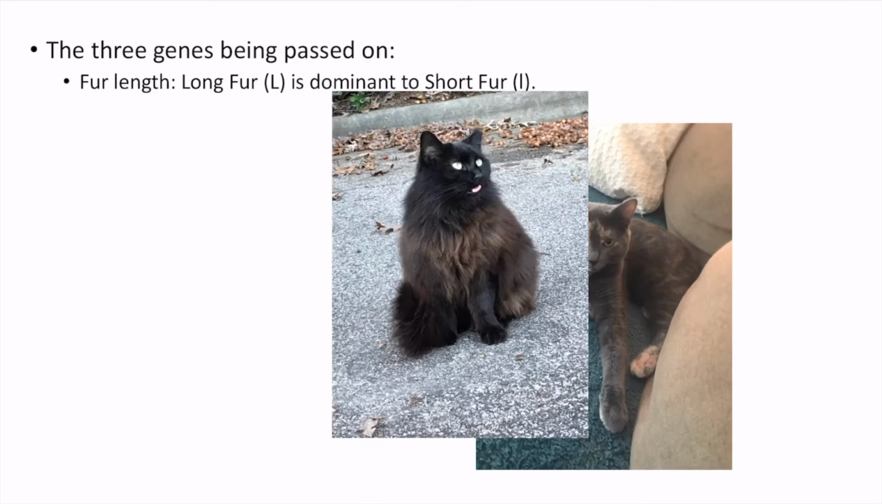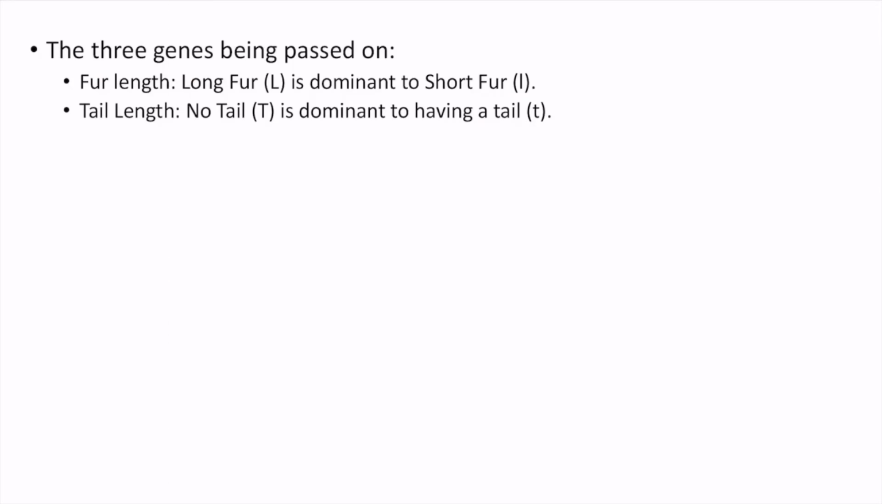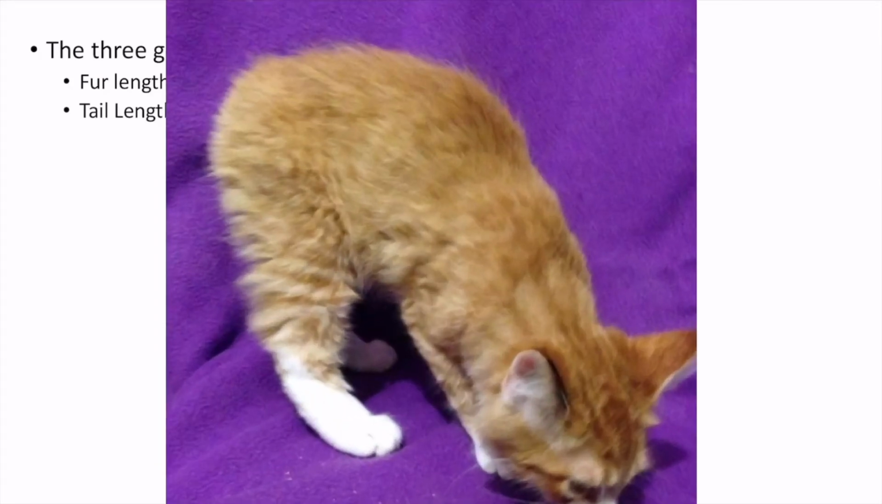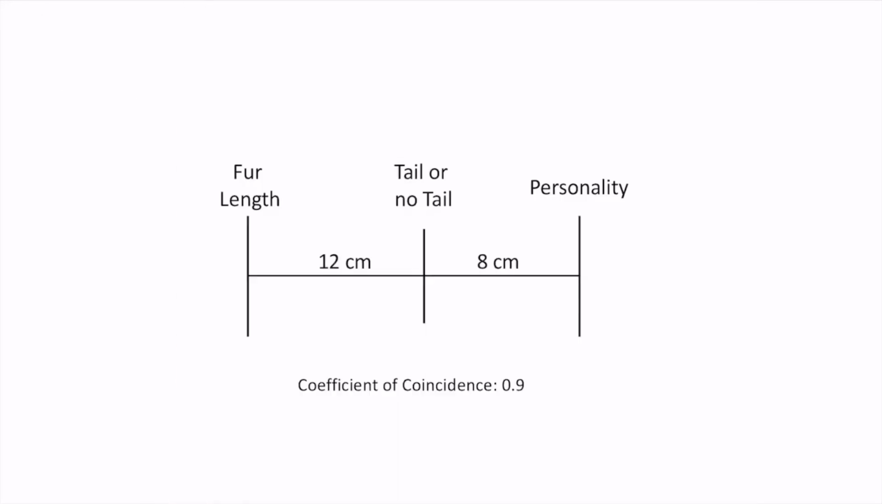The three genes being passed on are fur length, of which long fur is dominant to short fur; tail length, of which having no tail is dominant to having a tail; and personality, of which friendliness is dominant to being mean. This is the genetic map showing the three loci and the distances between them.